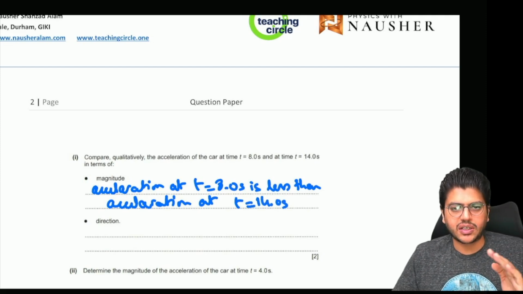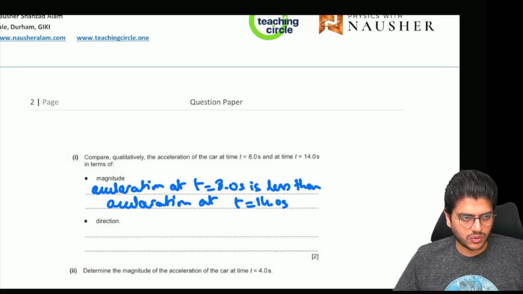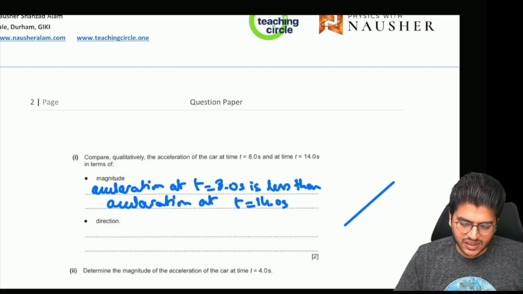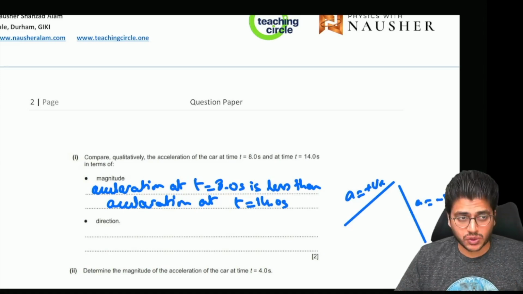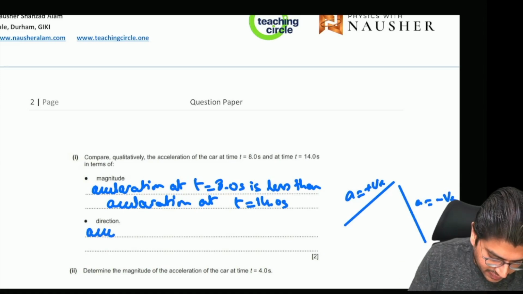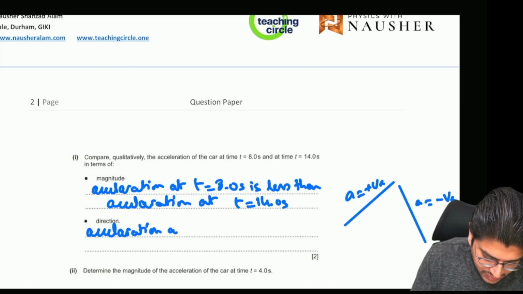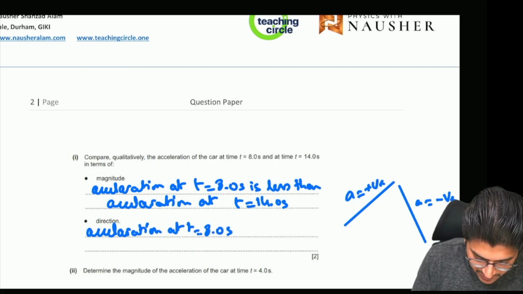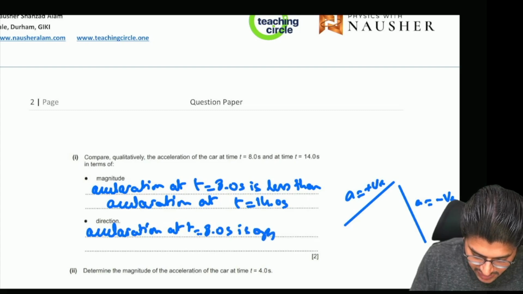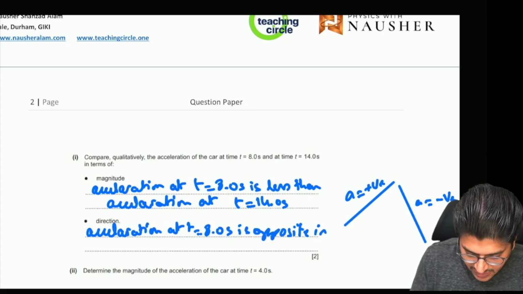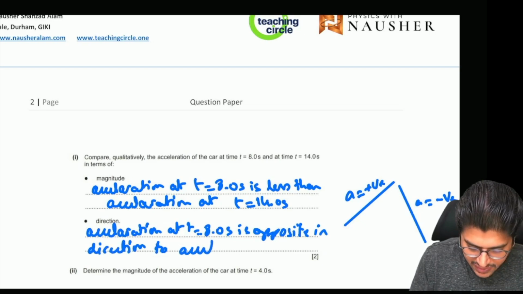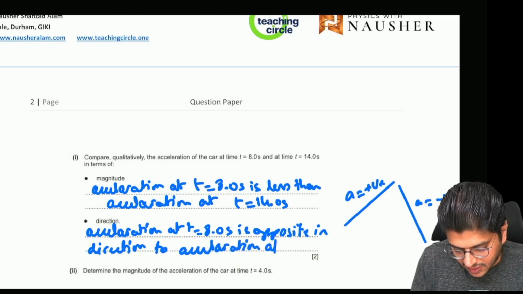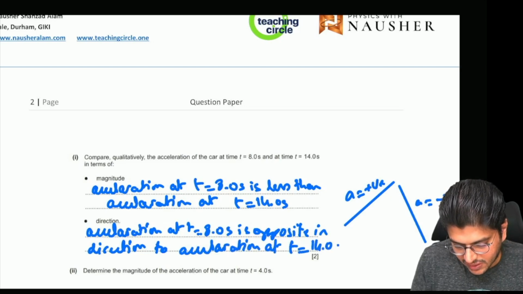And what about direction? You can clearly see that one is upward sloping and one is downward sloping, which means one acceleration was positive and the other one was negative. So that means that the direction was also opposite. So the acceleration at t equals 8 is opposite in direction to the acceleration at t equals 14 seconds.